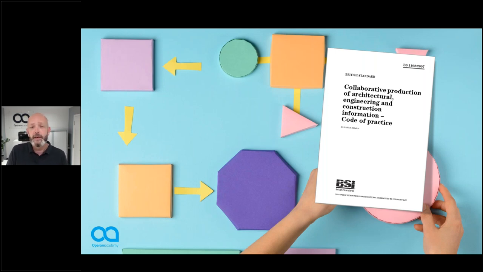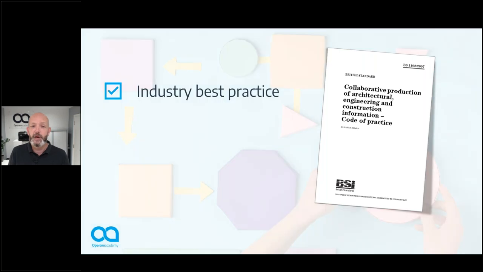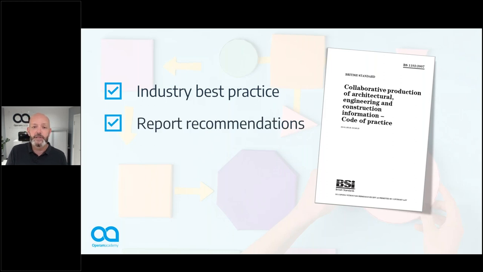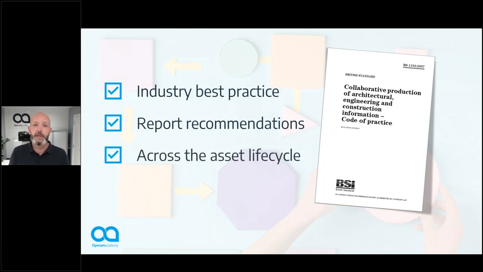And so the plan then was to develop a new process for the management of information when adopting a collaborative approach to the production of information, which at this stage we started calling BIM for some reason. And in doing so, ensure that the process reflected industry best practice, incorporated all the recommendations from all the reports, including putting the client at the center of the process, and to ensure that it was applicable to the entire life cycle of the asset.